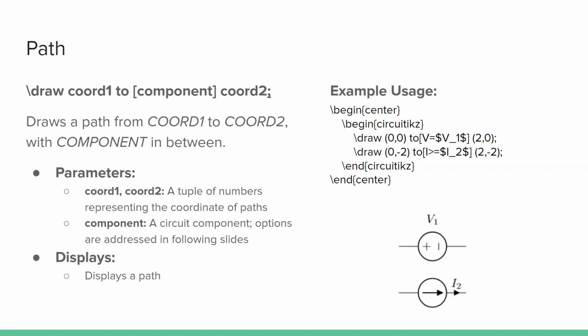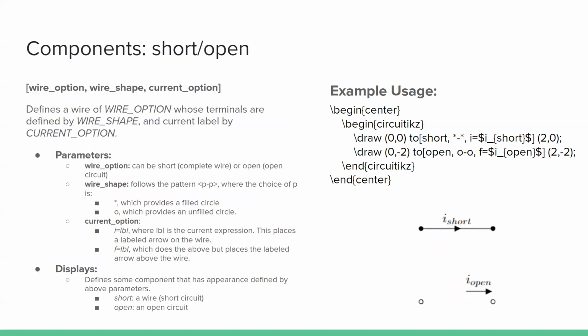I'll start contributing to talking about the basic syntax of component. So we'll come back to this slide after we explain the next one. So you can build circuit components based on a bracketed list separated by comma. For example, if you'd like to compose the component of a short wire or an open circuit, what you can do is to put the three parameters here, which are wire option, wire shape, and current option. Those parameters don't really have names, so we're just using custom names for the parameters.